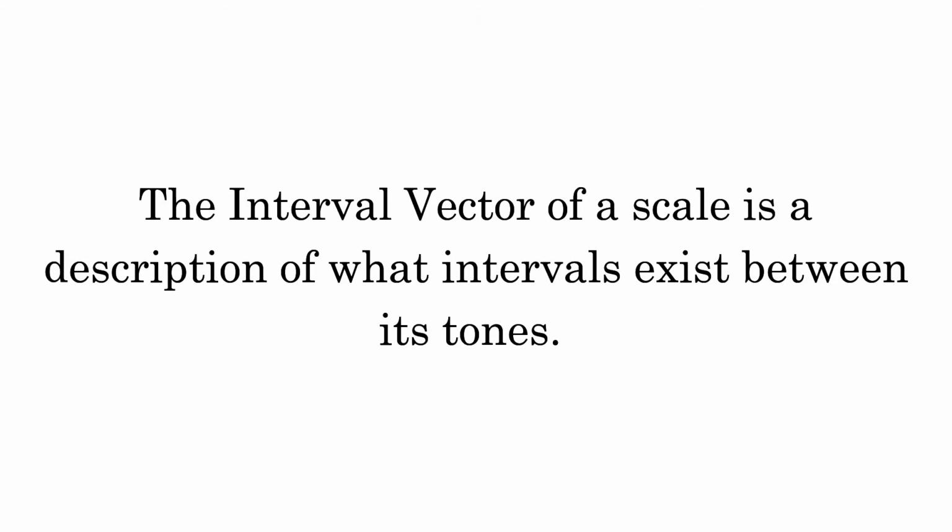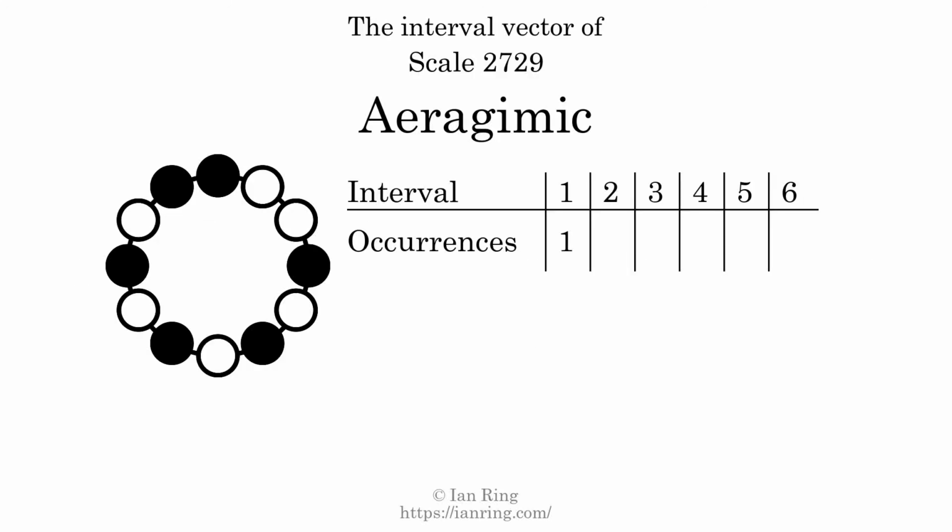The interval vector of a scale is a description of what intervals exist between its tones. There is one interval with a size of 1 semitone. It is here. There are 4 intervals with a size of 2 semitones. They are here, here, here, and here. There are 2 intervals with a size of 3 semitones. They are here, and here. There are 4 intervals with a size of 4 semitones. They are here, here, here, and here.